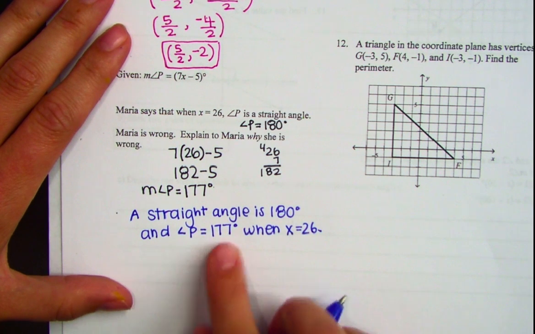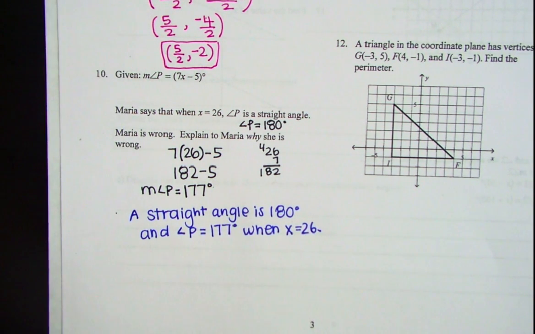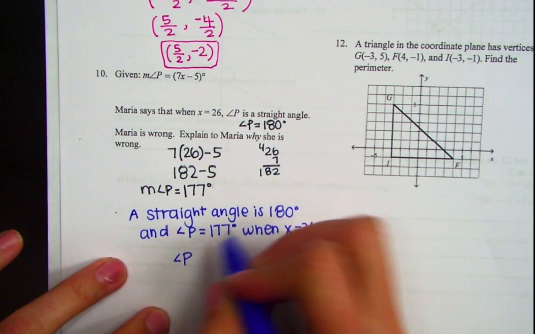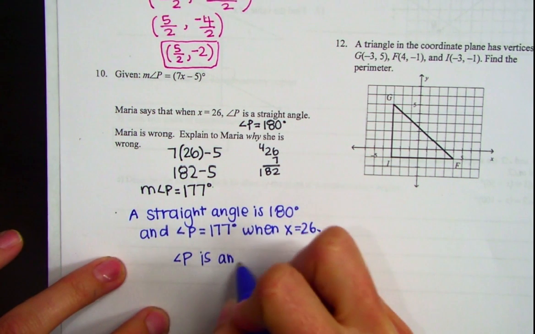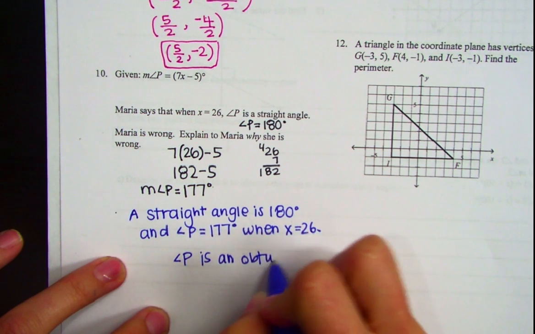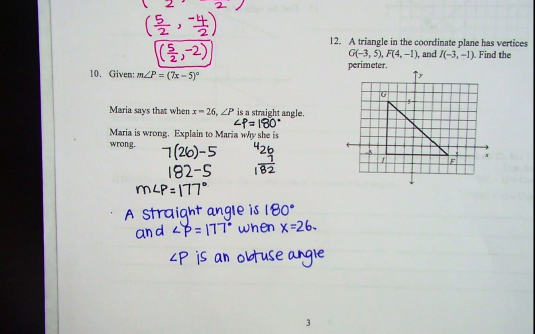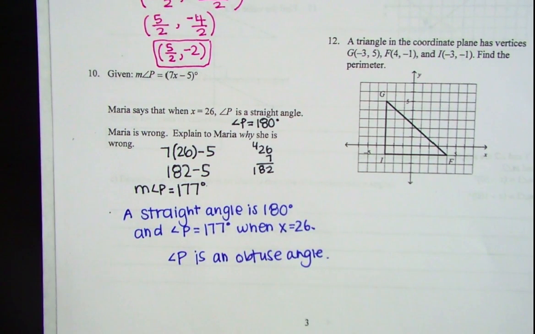So not good. 177. So we can actually just add in and let Maria know that that just means angle P is an obtuse angle, not a straight angle. It's obtuse because it's greater than 90 degrees, less than 180. Okay.